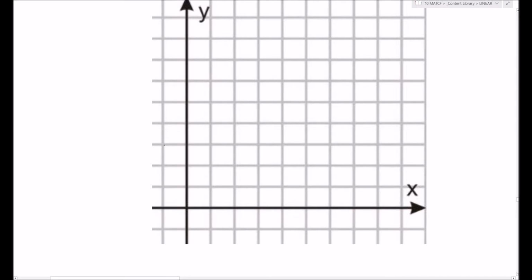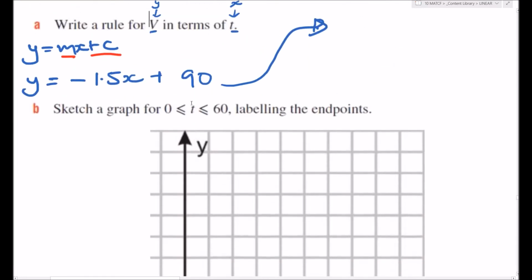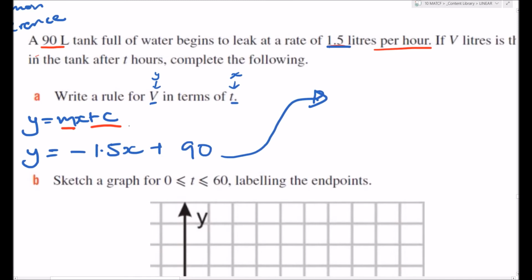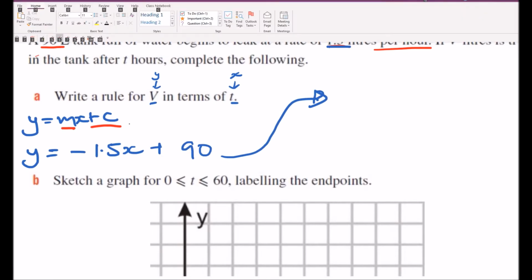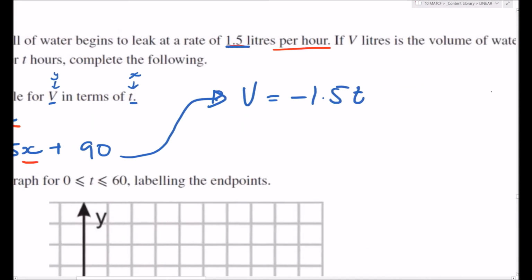Now we haven't really touched on this before, but the X variable is referred to as the independent variable, and the Y is the dependent variable, or the response variable, but that's more so for data. In this case, all you got to do is change X and Y to whatever these variables are. It says here V and T. V is the Y variable, and T is the X variable. So just change that in your formula. Your formula will now look like this: V equals negative 1.5 T plus 90.